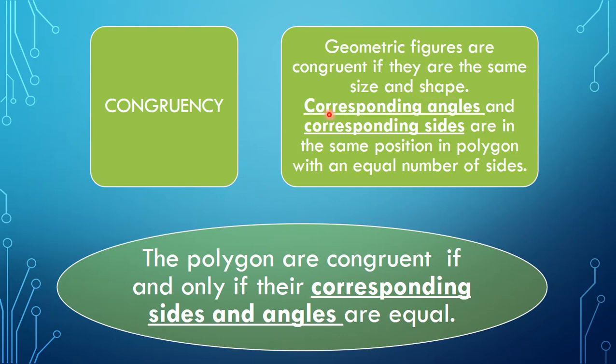So, polygons are congruent if and only if their corresponding sides and angles are equal. Now we are talking about the corresponding sides and angles. If these are equal in two polygons, then we say the two polygons are congruent.